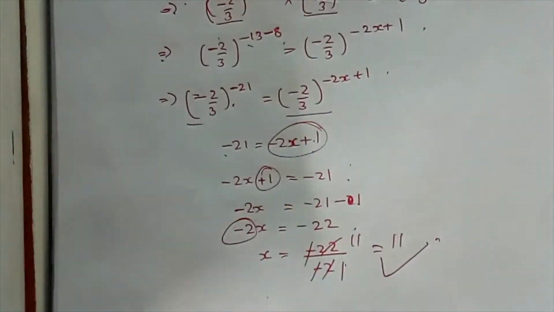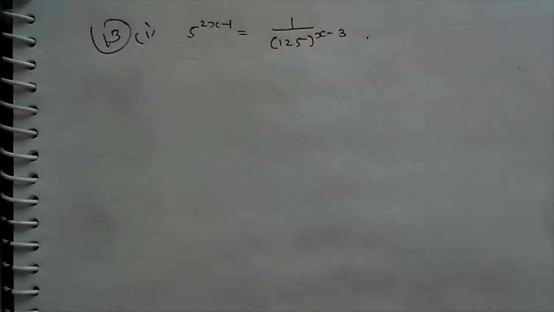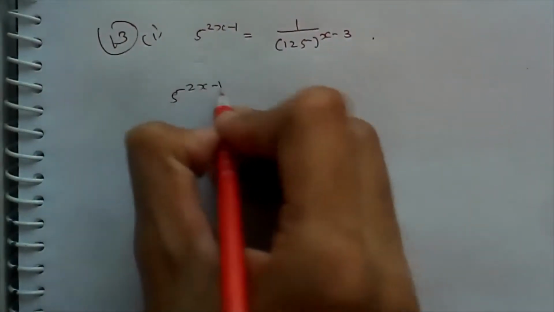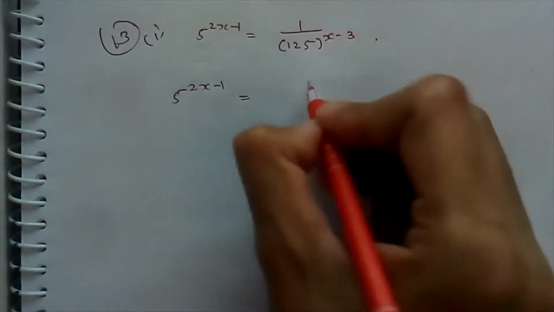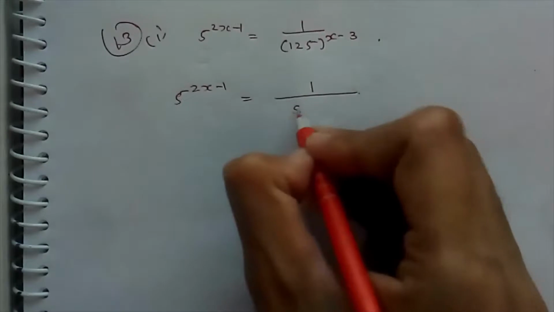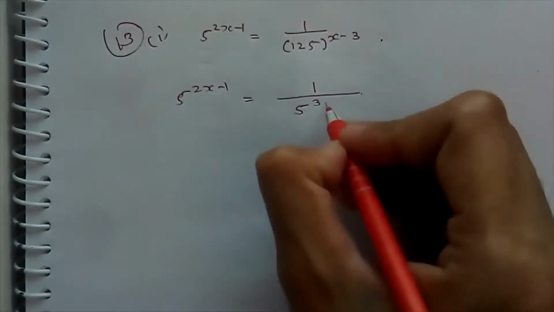Okay, done. Let's move to the 13th, the last question of this exercise. So let's quickly solve this question. I hope you guys are understanding my videos. 5 to the power 3, 5 5 is 25, 25 times 3.